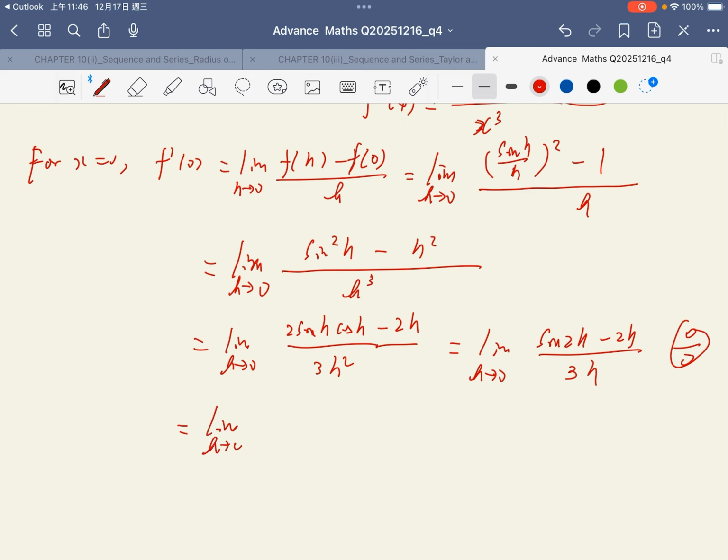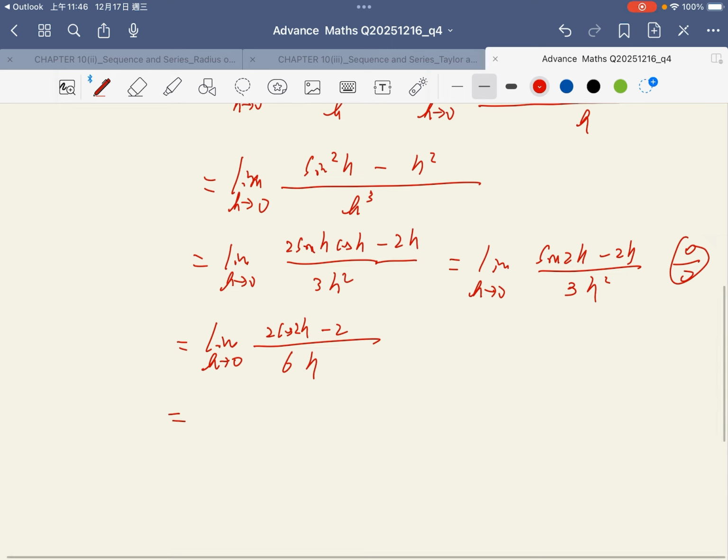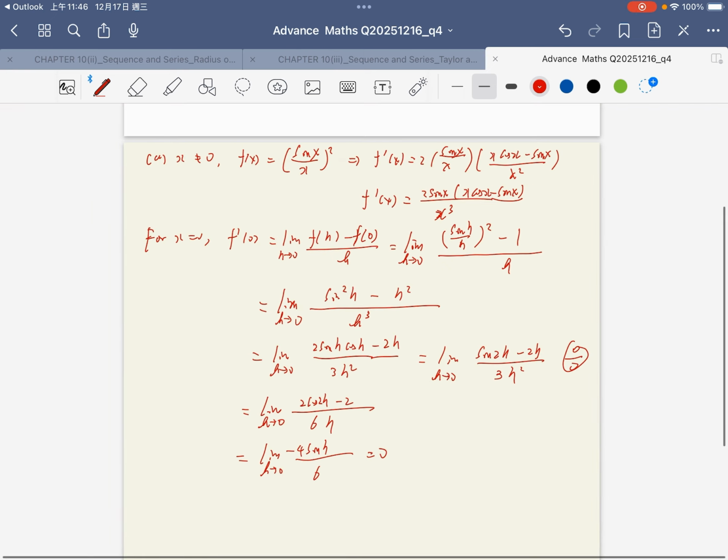Again, we use L'Hospital's rule. The denominator is 6h, the numerator is 2 cos 2h minus 2. But L'Hospital's again. Oh, so many steps of L'Hospital's rule. The numerator becomes negative 4 sin 2h. Then take the limit, and this is 0. Finished part A.